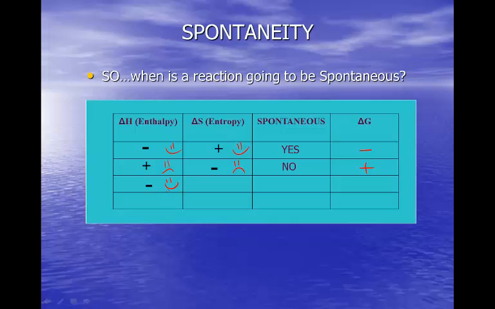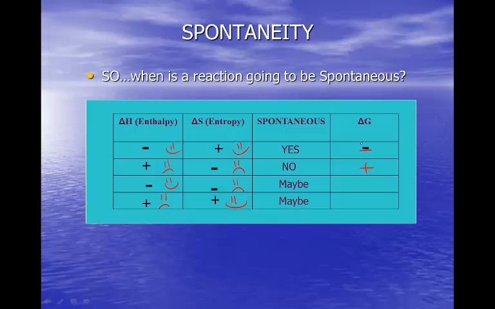Hey, delta H is negative. That's what nature wants. Exo. Delta S is negative. Nature doesn't want it. So those two conditions are not both favored by nature or both not favored. So guess what? It may be spontaneous. It's going to have to depend on the temperature. What if the reaction's endothermic? Oh, nature doesn't want that. But nature does want more randomness. So this is another maybe case for whether the reaction is going to be spontaneous.